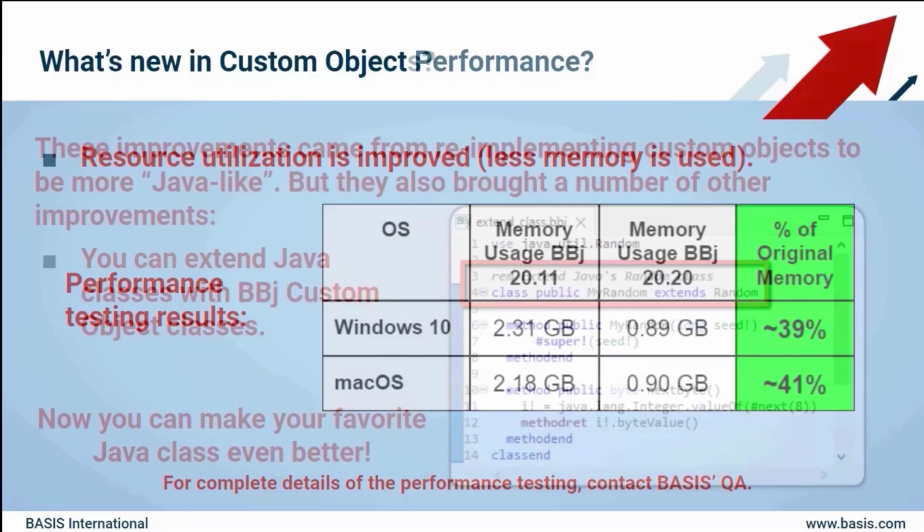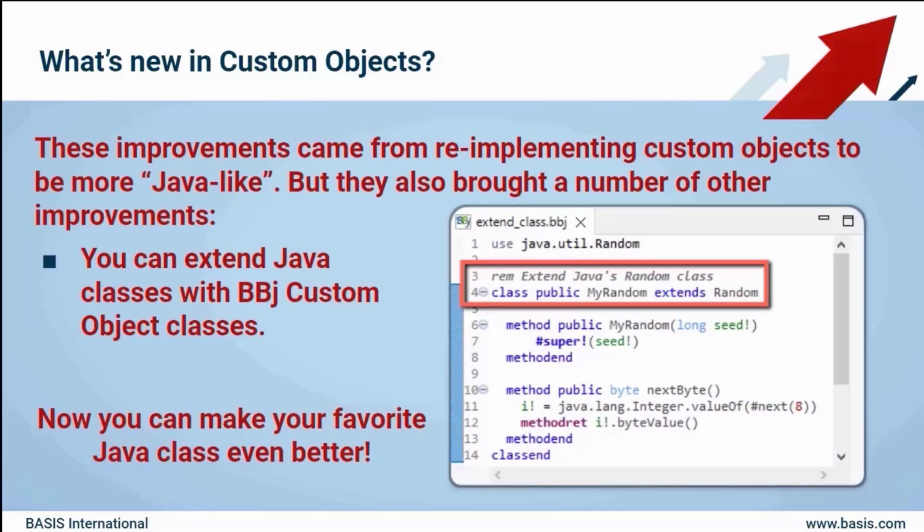Besides the two goals we set out for, which was to make it faster and make it use less memory, we also got some other improvements from making our classes more Java-like. You can now extend Java classes with BBj Custom Object classes. So as you can see in the image on the right there, you can create a BBj class, public, named myRandom that extends a Java class that is java.util.Random.